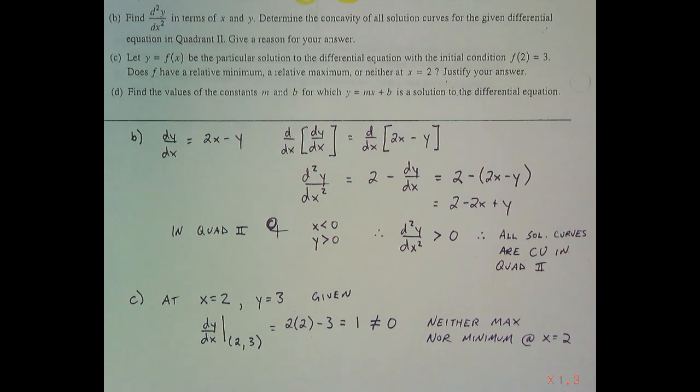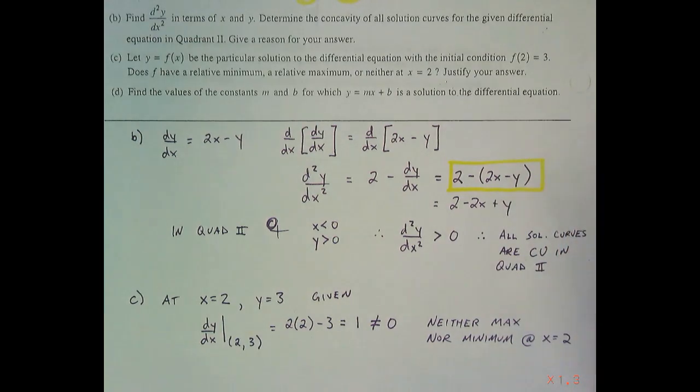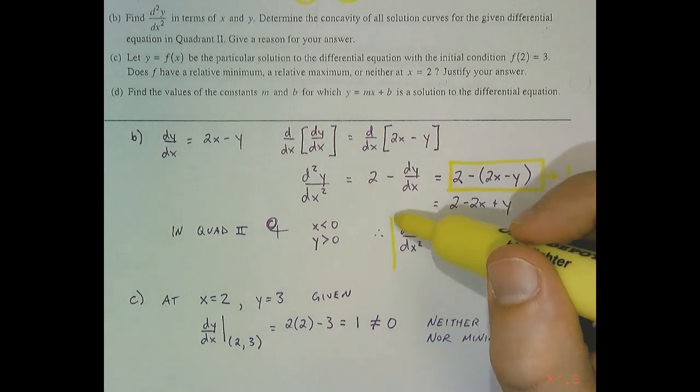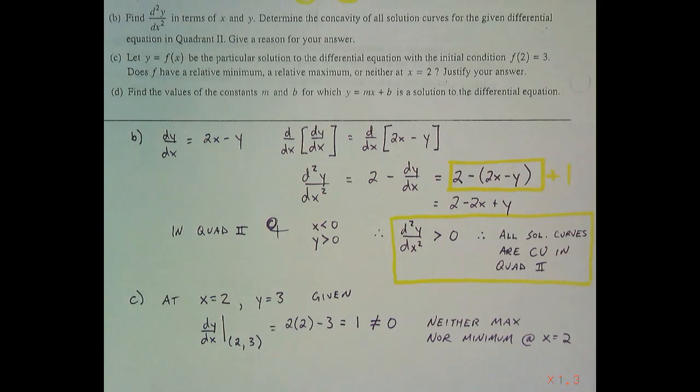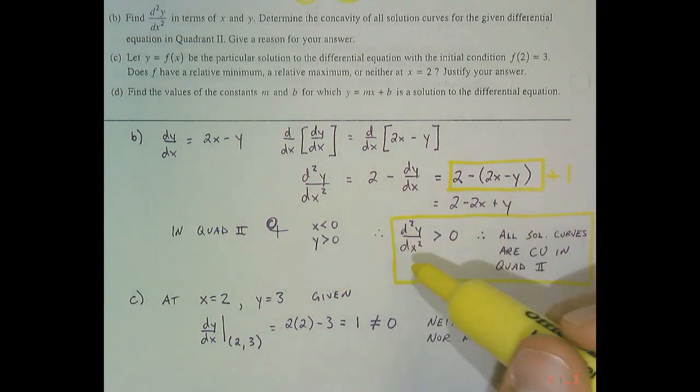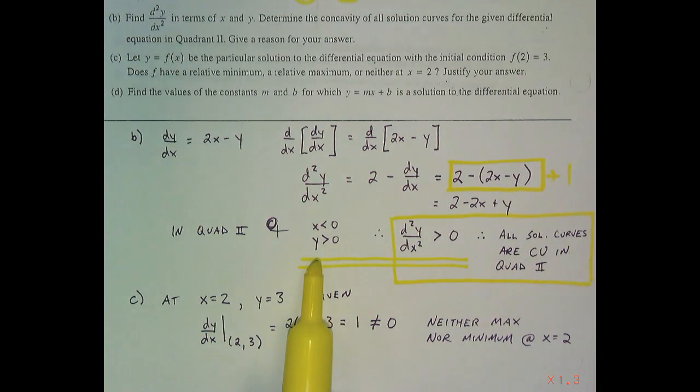All right, let's look at the grading for those two portions. Part B is worth 2 points. You get your first point for correctly finding the second derivative, and then you get your second point for stating why you know that all curves are concave up. So the conclusion of concave up with a justification. The justification, I guess, is right there where I said x is less than 0 and y is greater than 0. Therefore, the second derivative is greater than 0.